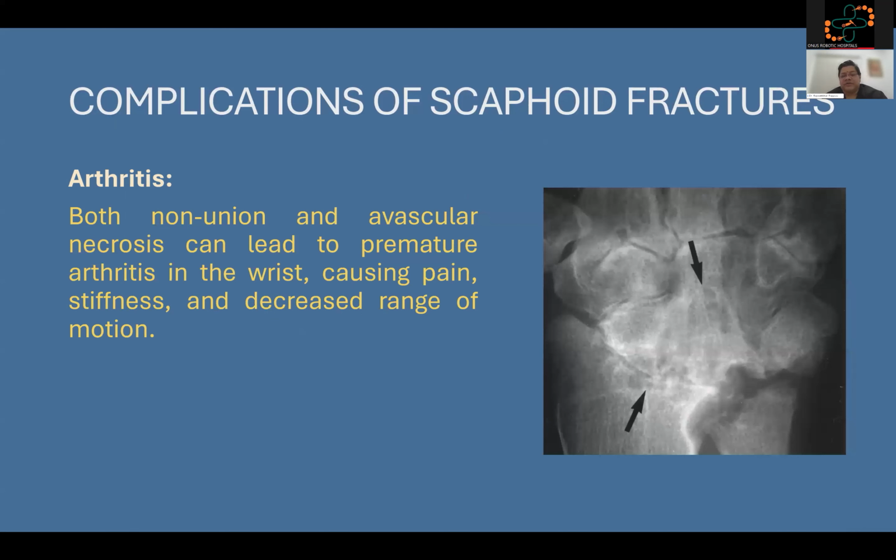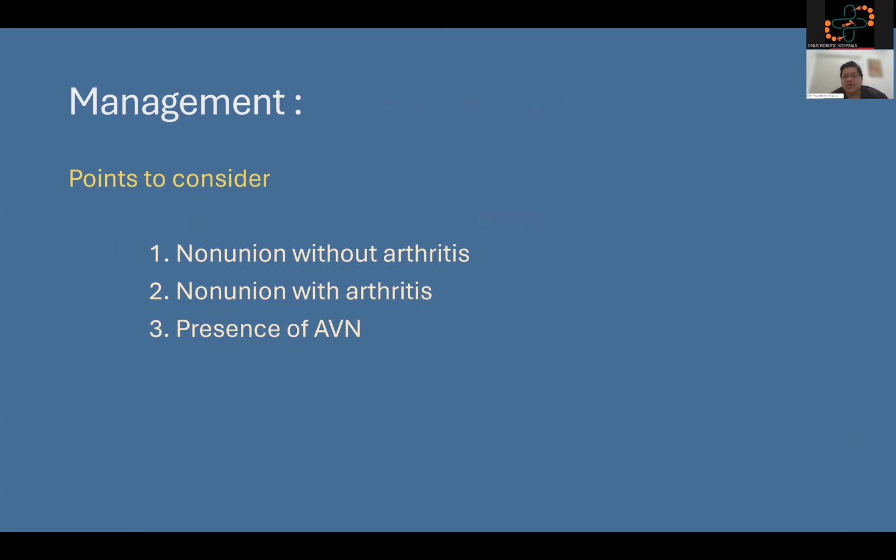So arthritis. After all these things, if they are not diagnosed and treated, the end stage goes into arthritis. It develops very severe arthritis, leading to loss of wrist movements and function. Grip strength is lost.